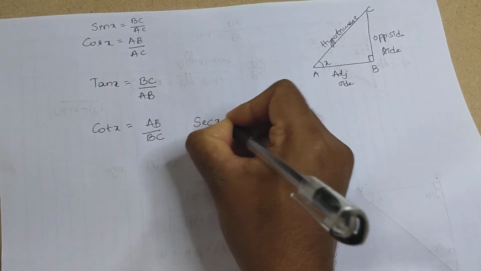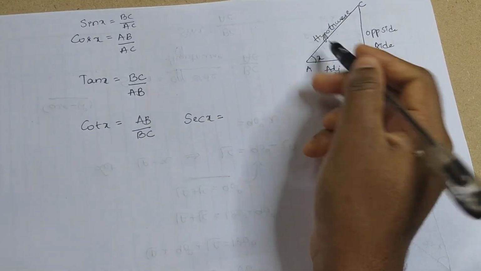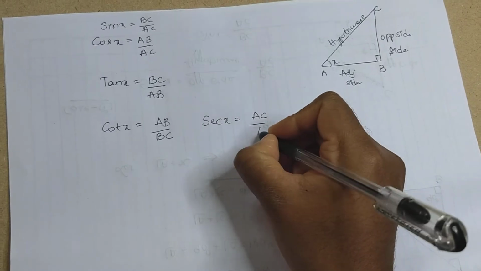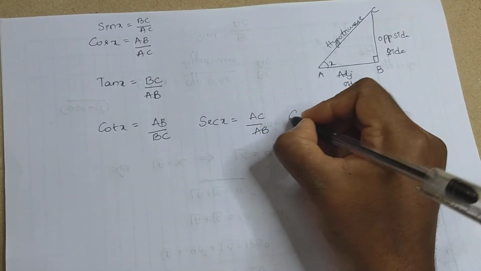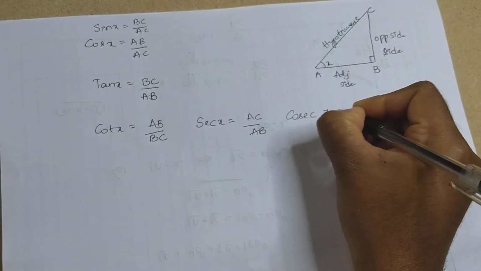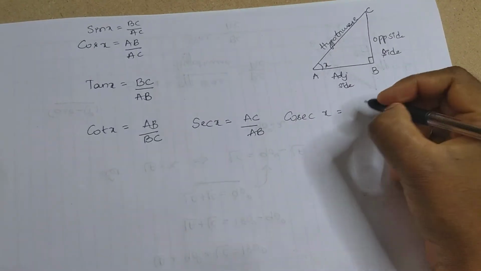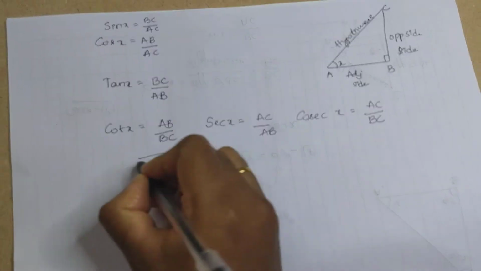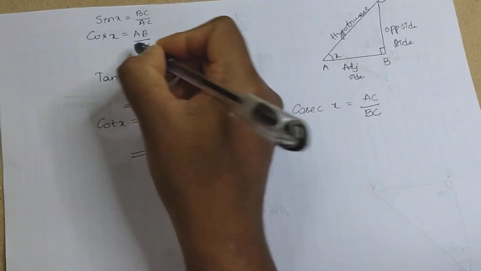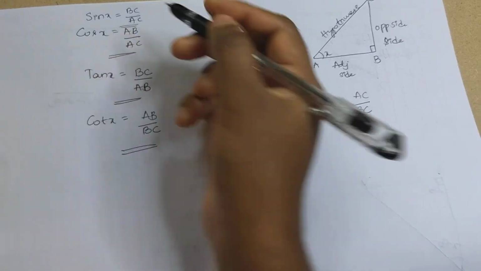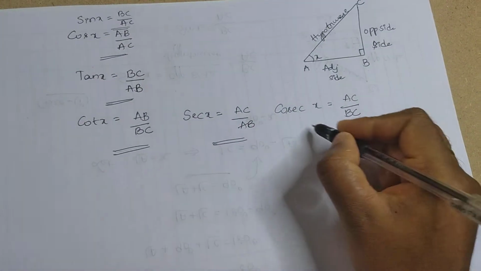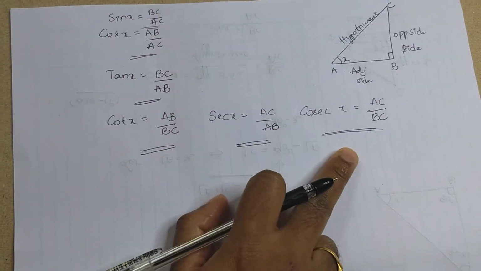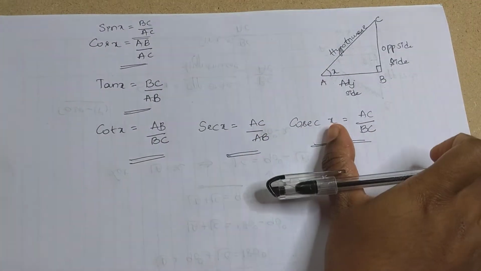After cot, what do we write here? Secant x equals, what is secant x? Hypotenuse by adjacent side. What is the hypotenuse here? AC. What is the adjacent side here? AB. After that, cosecant x, hypotenuse by opposite side, it is AC by BC. So you got all the values of x for the trigonometric ratios. Correct? Sine, cos, tan, cot, secant, cosecant. You got them for x. So case 1 is solved.